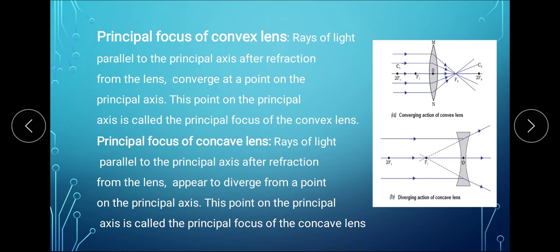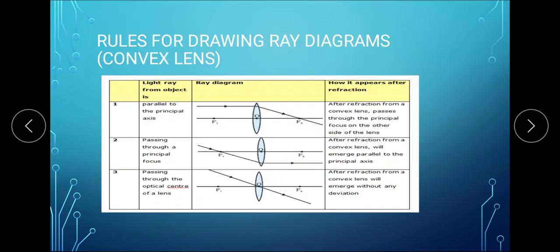Whereas a concave lens is a diverging lens. All rays of light which are parallel to the principal axis, after getting refracted from this diverging lens, will diverge, and they appear to diverge from a common point called principal focus. So students, we have studied about the various terms related to spherical lenses. Now we are going to study the rules for drawing ray diagrams for image formation by lenses.